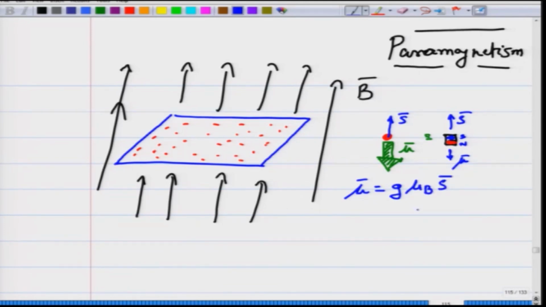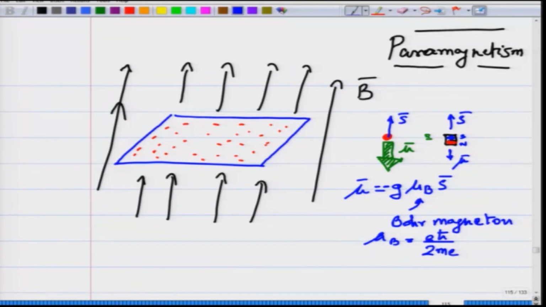into S, where mu B is the Bohr magneton. g is equal to minus... the magnetic moment is minus g into mu B into S, because it is opposite to the direction of the spin, and the Bohr magneton is e h cross by 2 m e. So, this is your Bohr magneton and this is the expression for the magnetic moment.